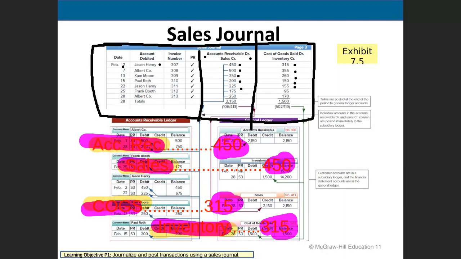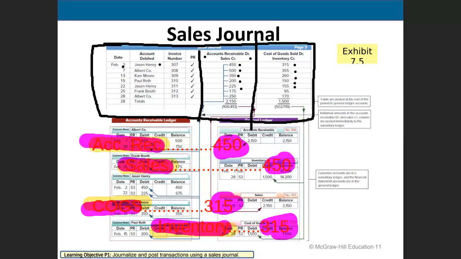So why always repeating the same journal entry? Why do we always repeat the same journal entry? Especially if you are talking about a merchandising company, they will always record this. This is maybe the most common journal entry that they record. Okay, so to save time, why write it again and again? No, we have a special journal, and to save time.